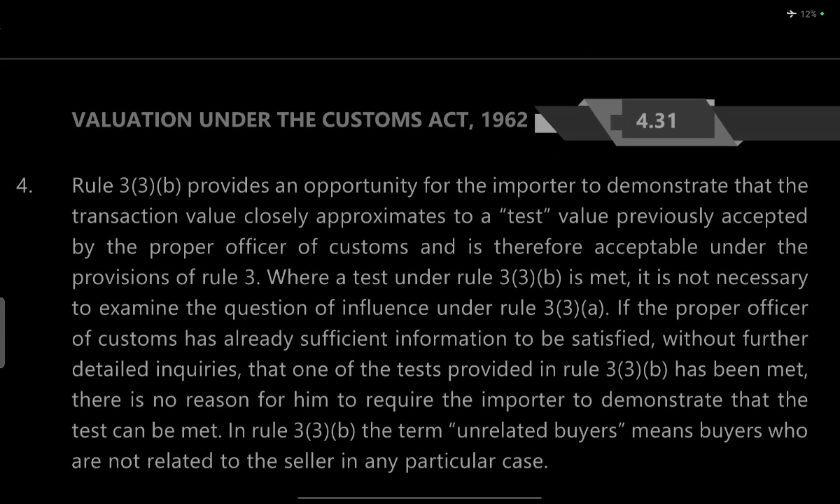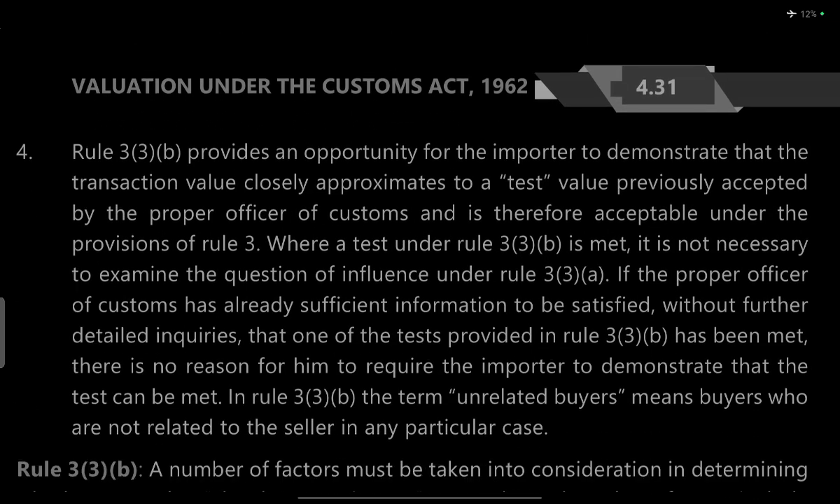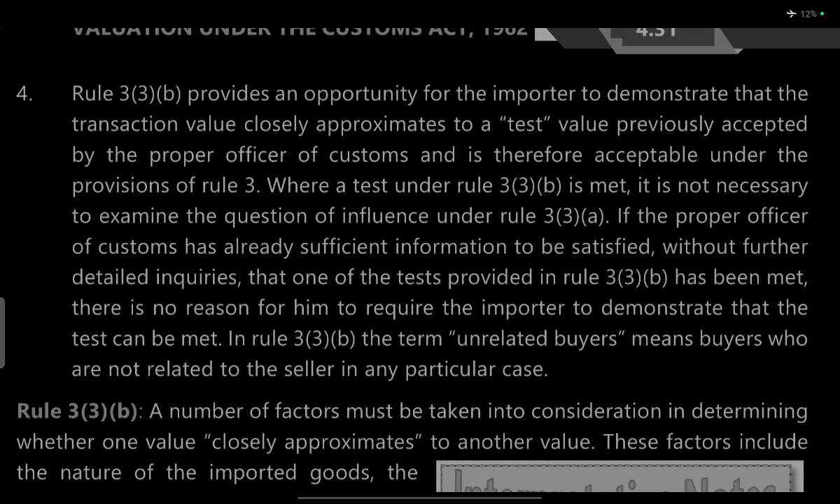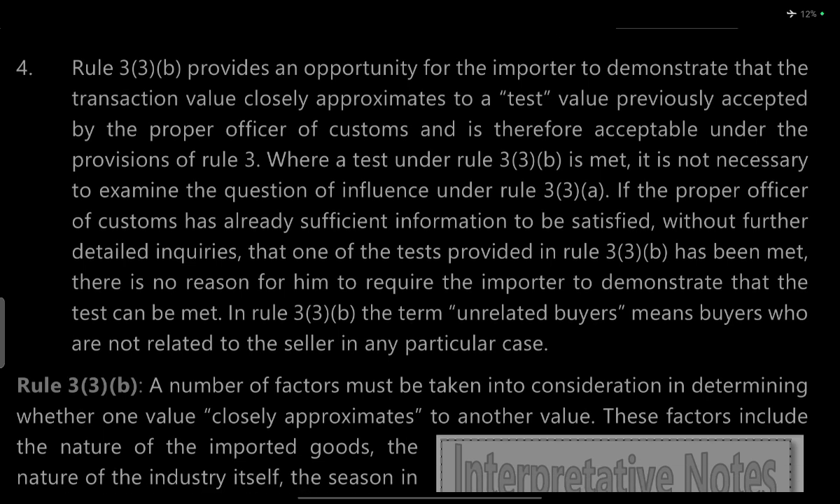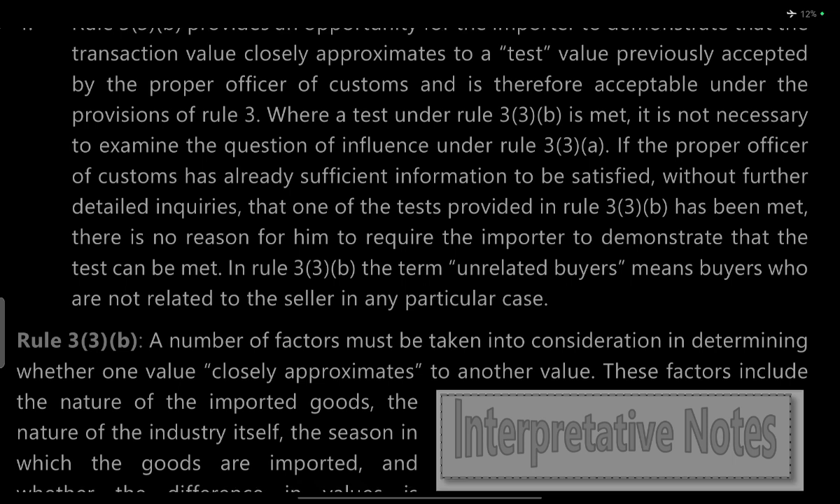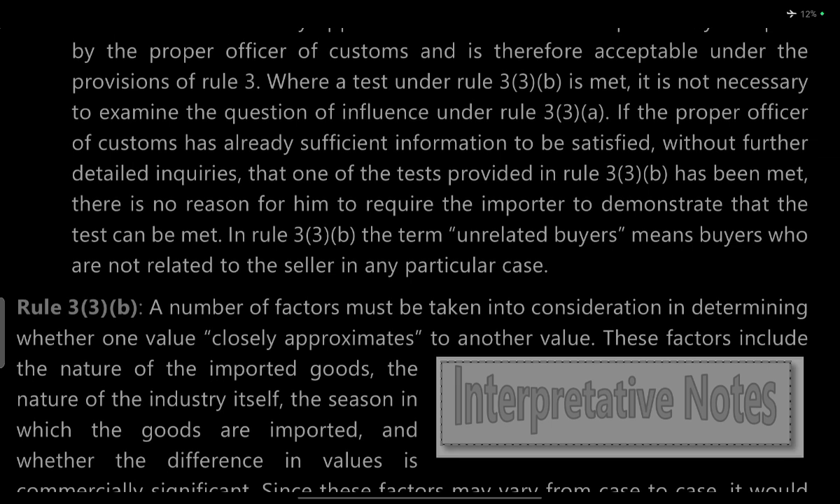Rule 3.3b provides an opportunity for the importer to demonstrate that the transaction value closely approximates a test value previously accepted by the proper officer of customs, and is therefore acceptable under the provisions of Rule 3. When the test under Rule 3.3b is met, it is not necessary to examine the question of influence under Rule 3.3a. The proper officer of customs already has sufficient information to be satisfied without further detailed inquiries. Since one of the tests provided by Rule 3.3b has been met, there is no reason for him to require the importer to demonstrate that the test can be made.